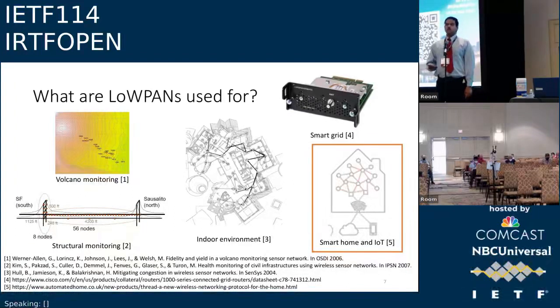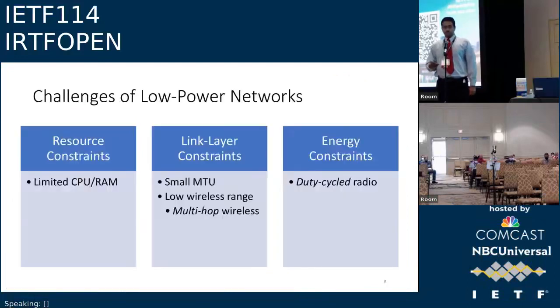And recently, there's been a push to deploy it in the smart home and IoT space, and the Thread and OpenThread efforts I mentioned earlier are one such attempt. But despite being useful for all these applications, it's difficult to use low-pans because they also come with a set of challenges. The first set of challenges come from the resource constraints, the fact that the embedded hosts have limited CPU and memory resources. The second set of constraints come from the link layer. Low-pan link layers, like for example IEEE 802.15.4, have a small MTU of only about 100 bytes and have low wireless range, which means that in order to get connectivity over a large area, you need to transmit data over multiple wireless hops.